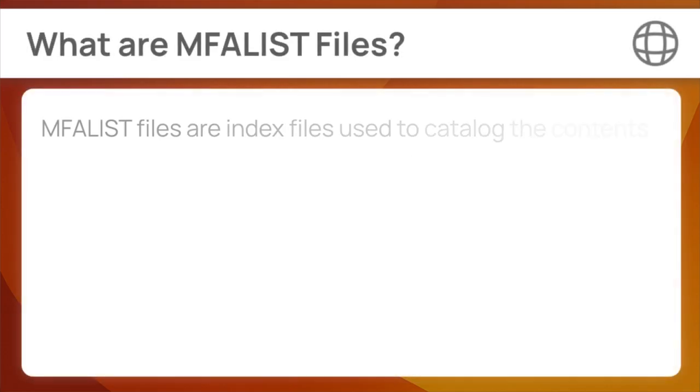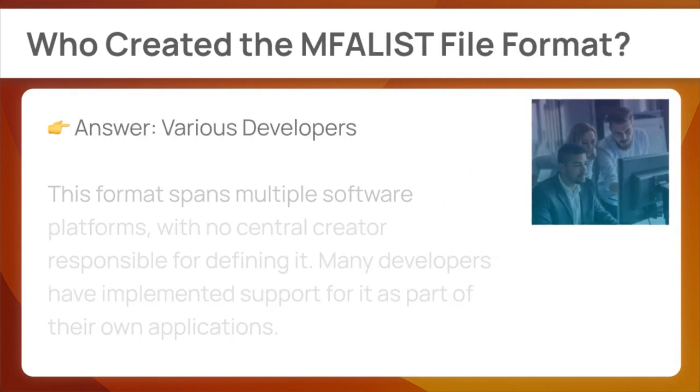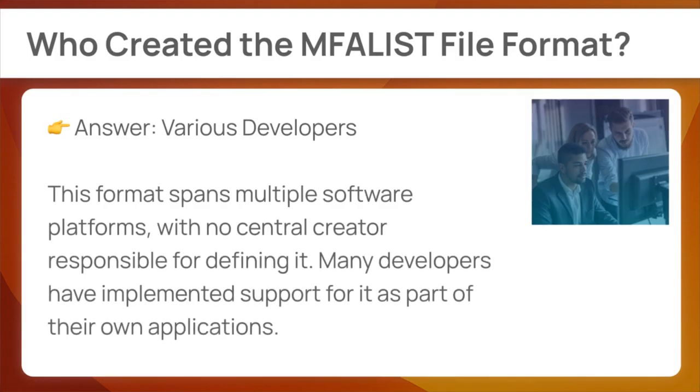MFALIST files are index files used to catalog the contents of multi-file archive sets. They contain listings of archive components including file names, sizes, checksums, and ordering information enabling archive software to manage, validate, and reconstruct multi-volume archives during extraction or transfer operations.